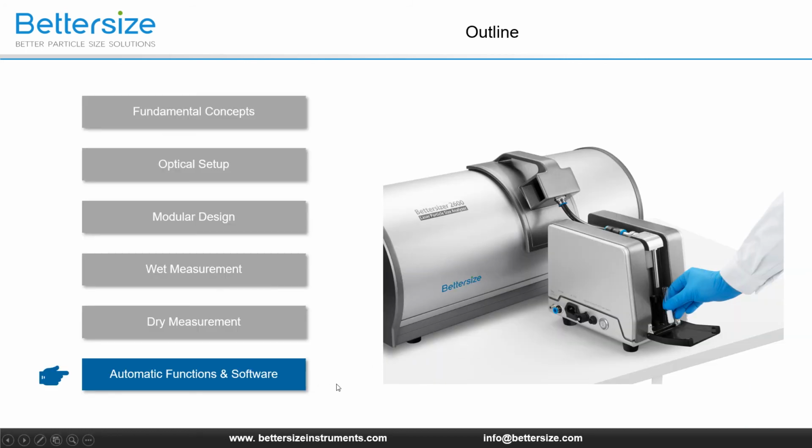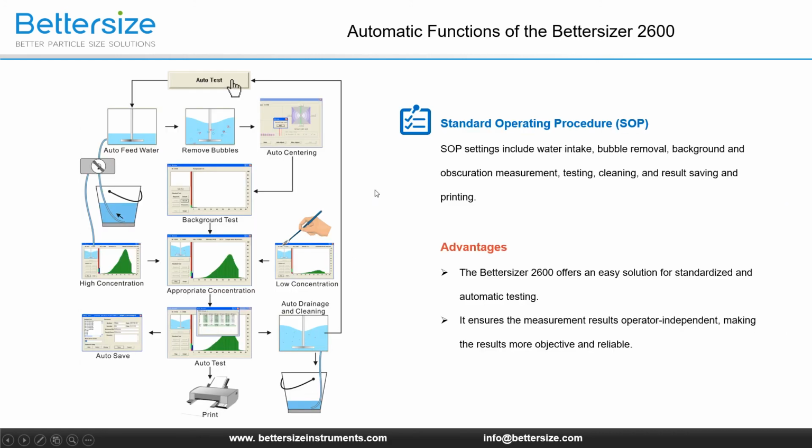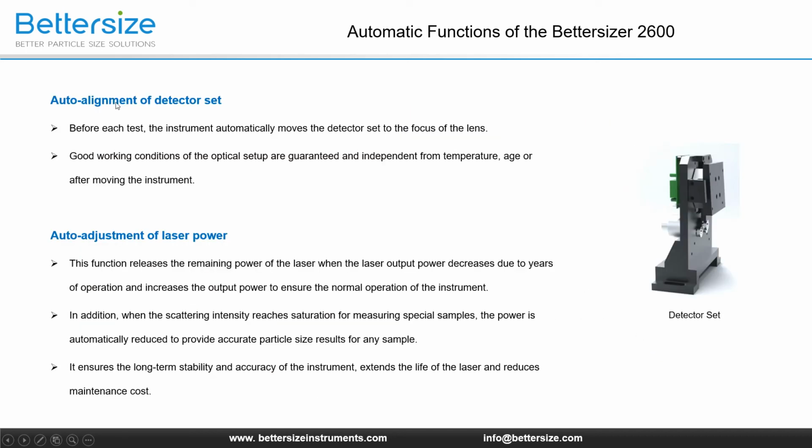The last section is the automatic functions and software. One of the automatic functions is SOP, Standard Operating Procedure. SOP is available in the Betasizer 2600 to facilitate automated and standardized measurements, achieving operation with only one click in the software. Moreover, it reduces operators' workload, minimizes the errors caused by operators, and improves the accuracy and repeatability of measurement results. Auto-alignment of detector set is another feature of the Betasizer 2600.